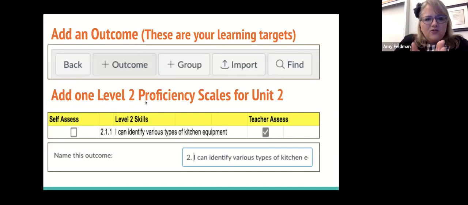Then in that group, you're going to add your outcomes. Now, you can see I took a little line from my proficiency scale. It says level 2 skills. I can identify various types of kitchen equipment. So when I add my outcome, I'm going to click on add outcome. I'm going to name the outcome, and I'm going to put a number 2 by it because it's a level 2. I can identify various types of kitchen equipment, okay?